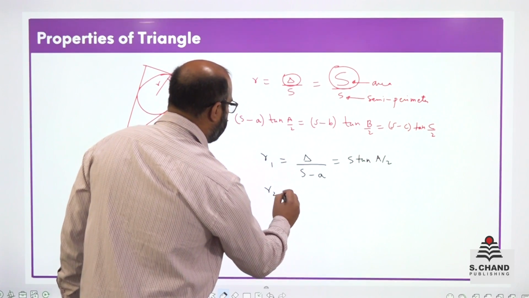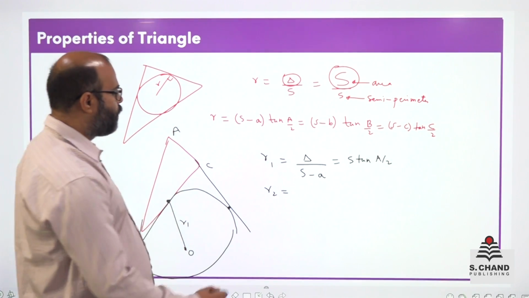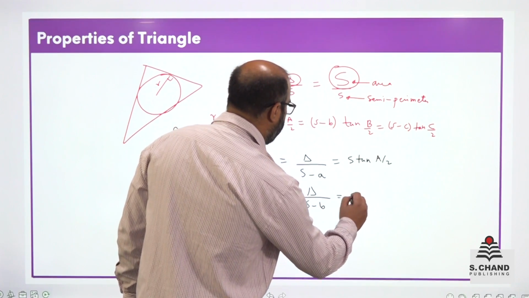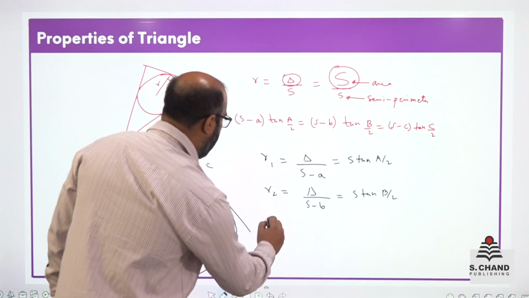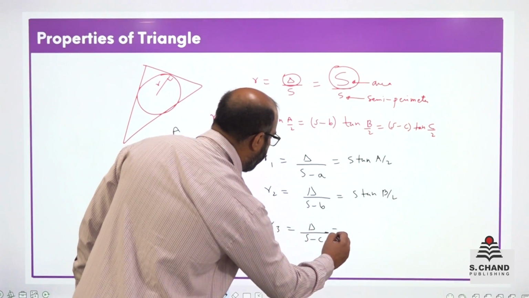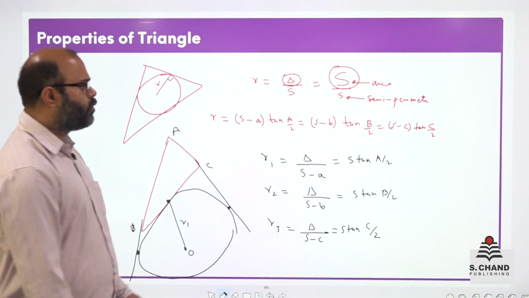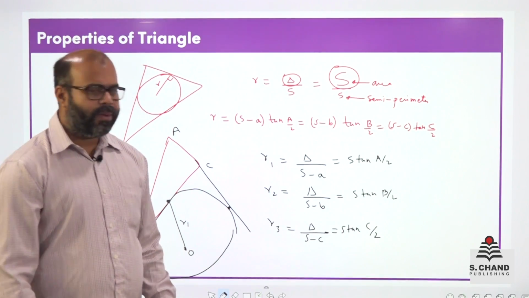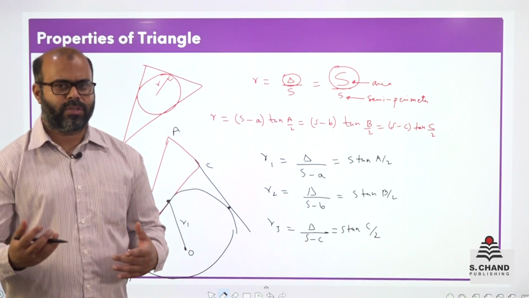Similarly, if you get the ex-radius R2 that is opposite to the angle B, you will find it as triangle by S minus b, is equal to S tan B by 2. Similarly, R3 is equal to triangle by S minus c, is equal to S tan C by 2. So these are some more theory about inradius and ex-radius. So we have plenty of concepts and formulas right now to start doing some questions based on this from the book.